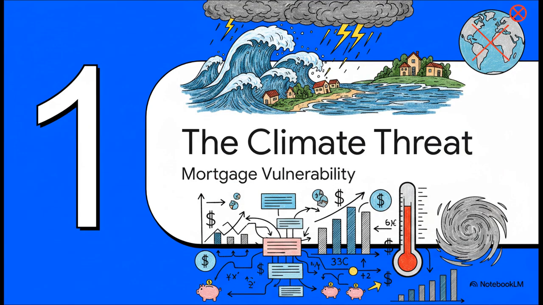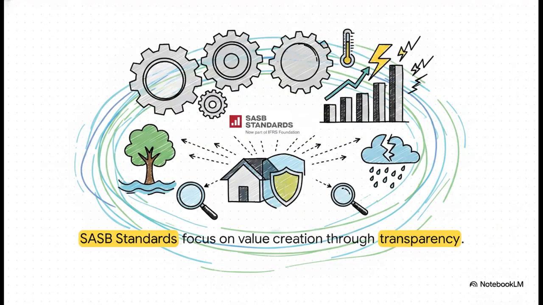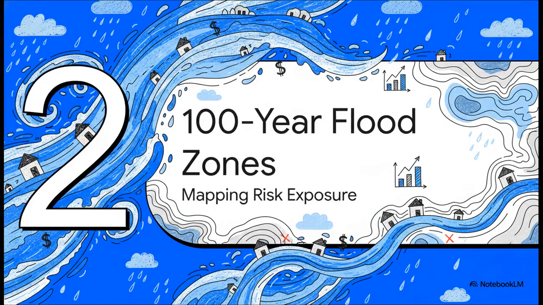Section 1. The climate mortgage threat. So, before we get into the heavy math, we've really got to understand the foundational philosophy here, which is value creation through transparency. The framework explicitly points out that entities incorporating climate-related risks into lending analysis are basically just better positioned to create value over the long term. And that's the entire goal, right? By tracking environmental risk transparency, institutions aren't just ticking some compliance box, they're actively protecting shareholder value from unpredictable severe weather shocks.